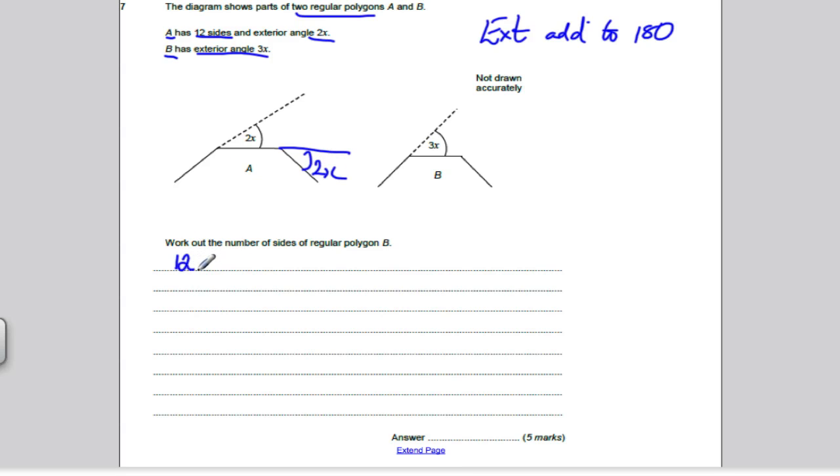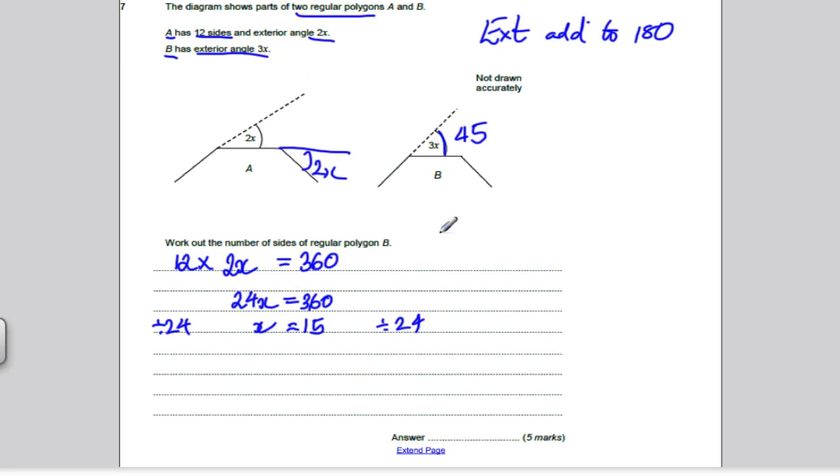So 12 lots of each of the exterior angle, which is 2x, must sum up to 360. So that's 24x must equal 360, and to find x, you divide both sides by 24, you would get x must equal 360 divided by 24, which is 15. So you know x is 15. So this exterior angle in particular, you know, is 45.